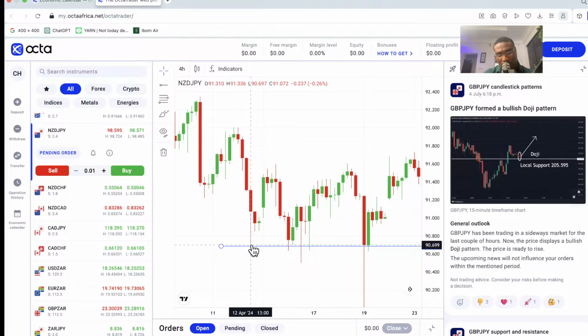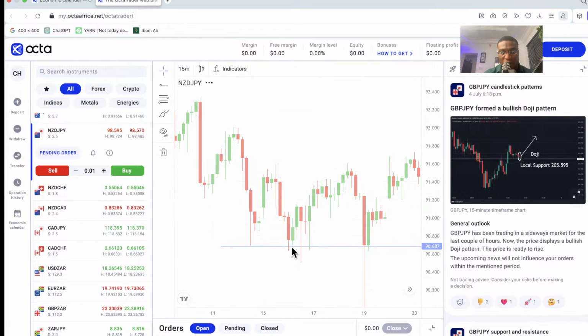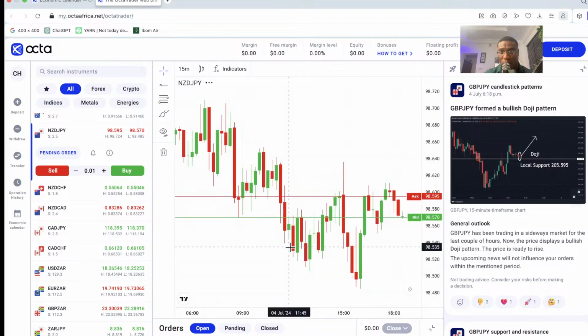You can see that NZDJPY created support here, came back to retest multiple times. And for every retest, we had a bounce, right? If I go lower to like the 15-minute time frame, you would see that the candlestick at that bounce would give you confirmation. And this is what I always tell you guys.